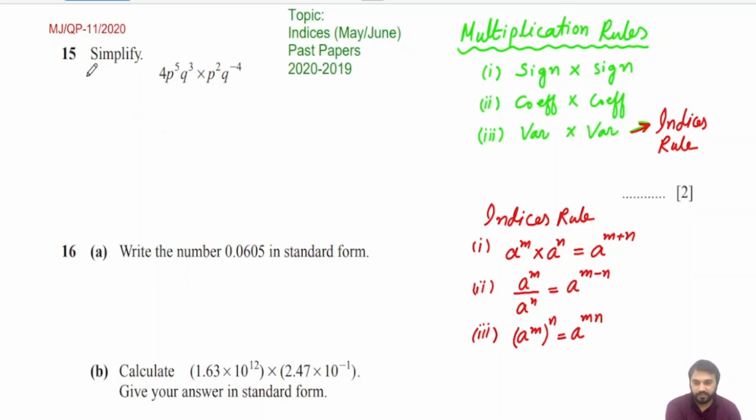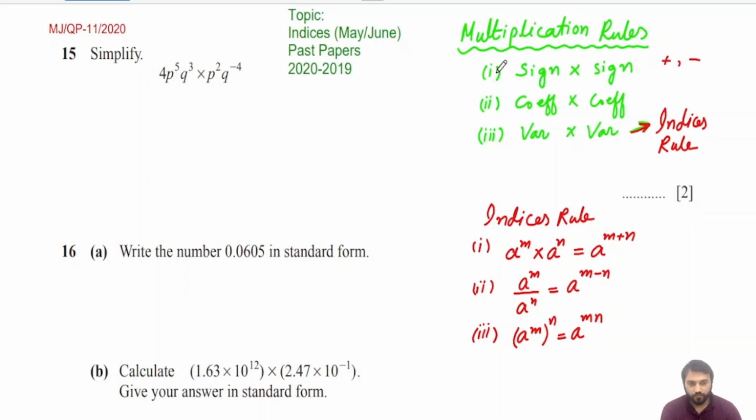So let's get started. Our question 15 that appeared in 2020. The paper was 1 and the variant was 1. The question says simplify 4p raised to power 5 q raised to power 3 into p square into q raised to power minus 4. How can we solve this problem? They are multiplying each other. We have to apply the multiplication rules. And what are those? We multiply signs first. That is either the sign positive or negative. They both multiply each other.